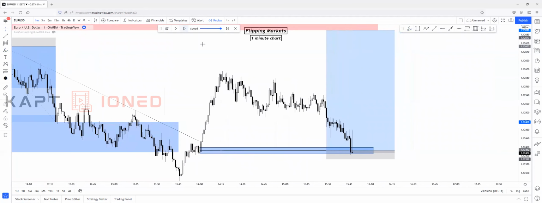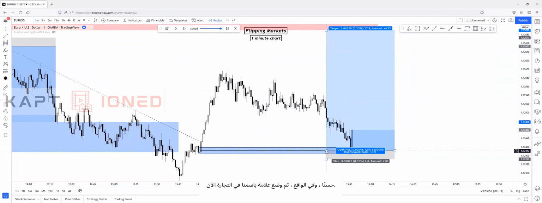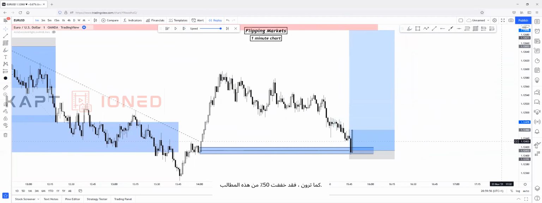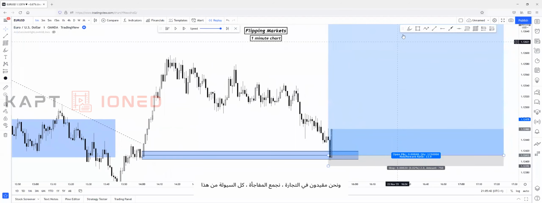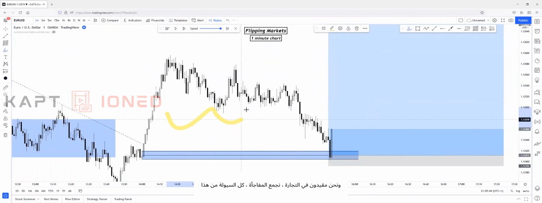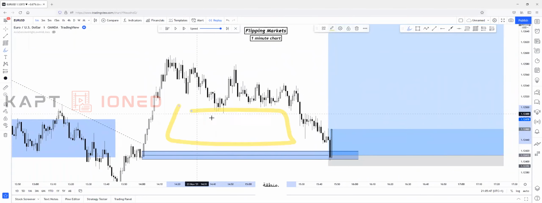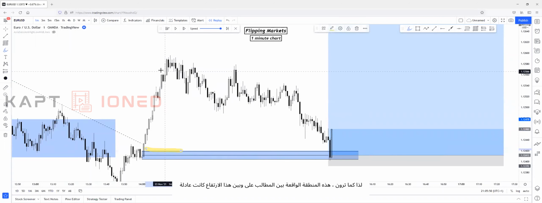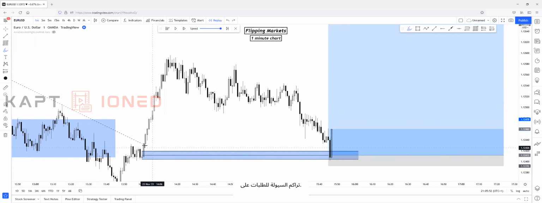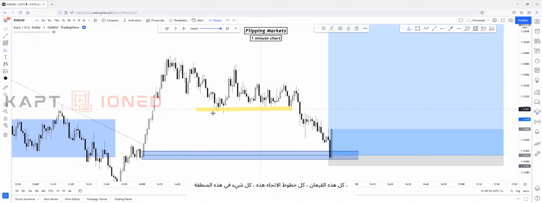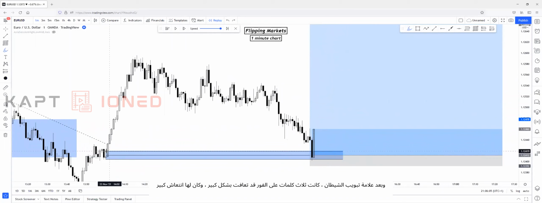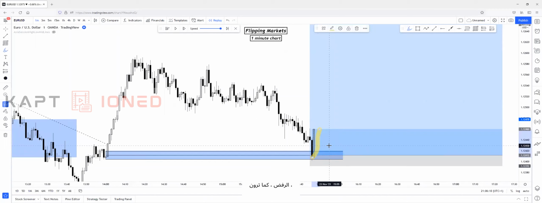Let's see what happens. Okay, and actually we are tagged into the trade right now. As you can see, it mitigated the 50% of this demand zone, and we are tagged into the trade. So price collected all of the liquidity from this region. This region between the demand zone and this high was just a liquidity build-up for the demand zone. All of these bottoms, all of these trend lines, everything in this area was liquidity for this demand zone. Price swept all of the liquidity, and after the demand tap, it reversed immediately, had a huge recovery, and a huge rejection, as you can see.